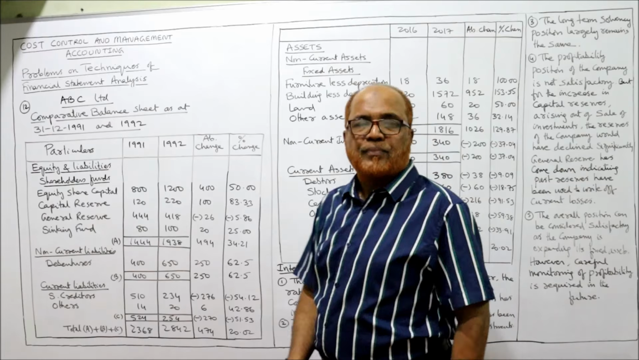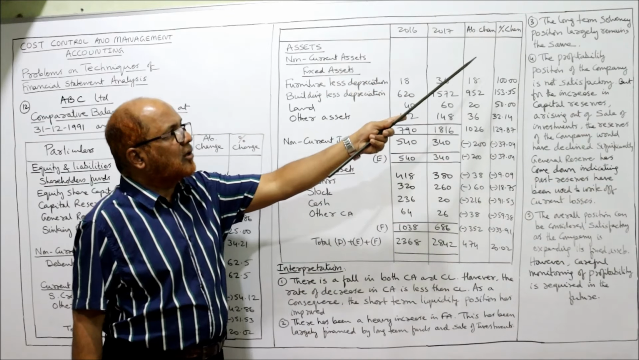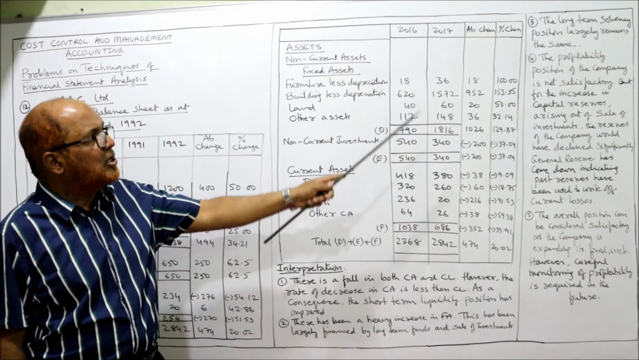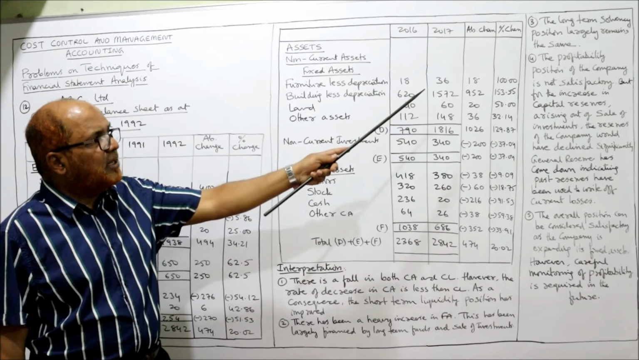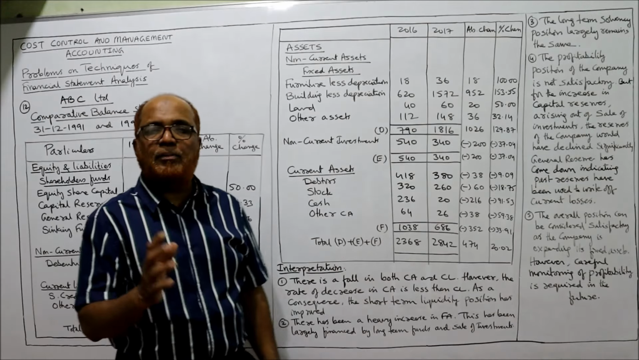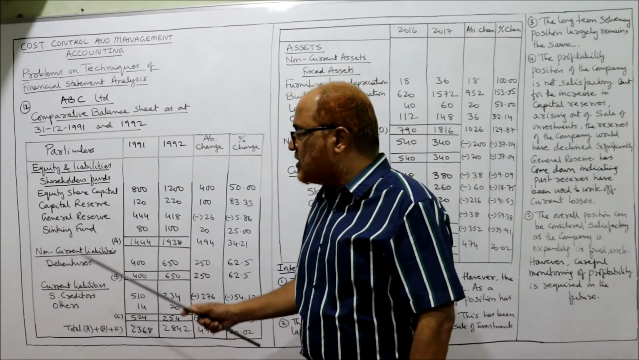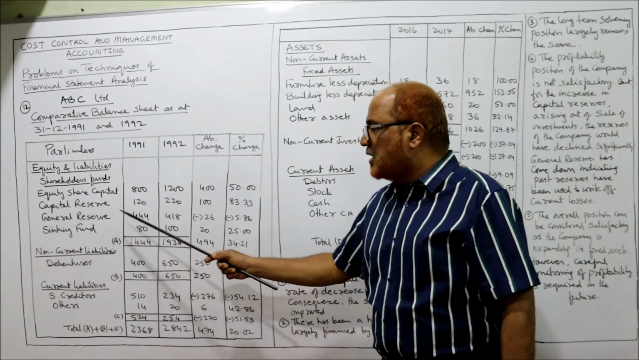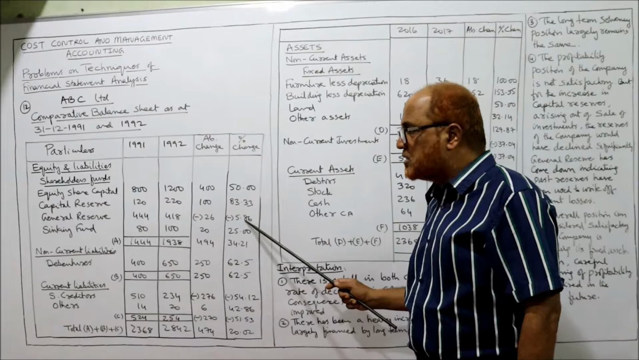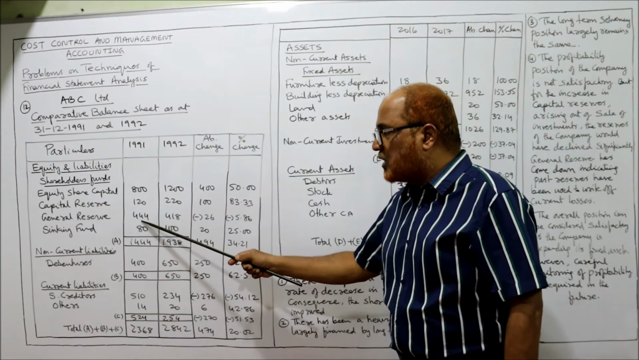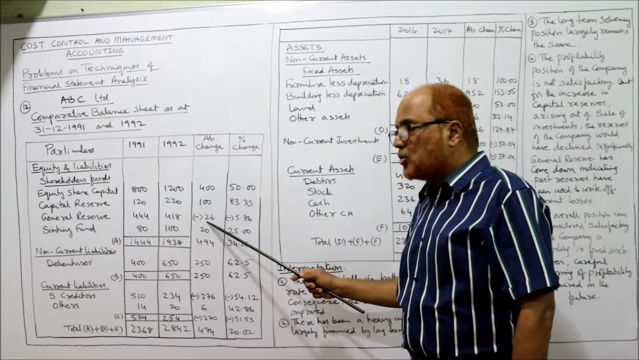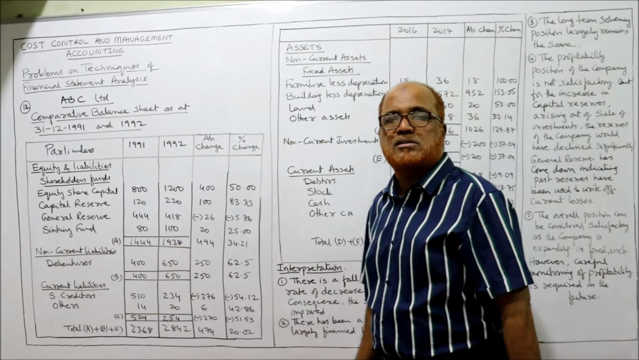Now third one. Third interpretation, you can see the long-term solvency position largely remains the same. There is no change. Fourth, the profitability position of the company is not satisfactory. Why the profitability? Because it will be shown by general reserve. See here, general reserve has decreased by 5.86%. Last year general reserve 444, current year 418. So there is a decrease by 26. So in percentage, minus 5.86.